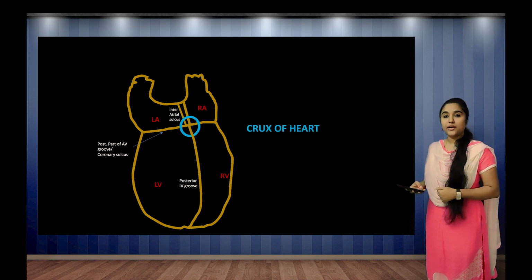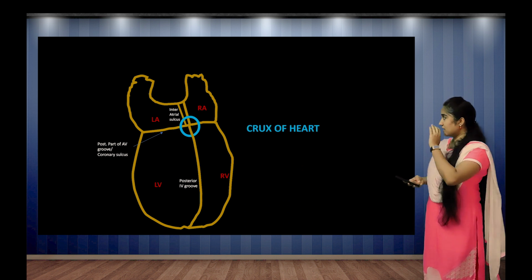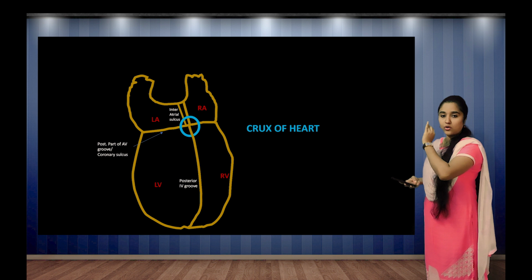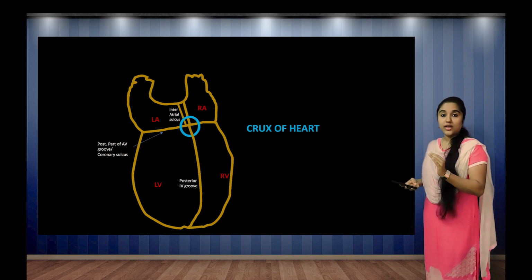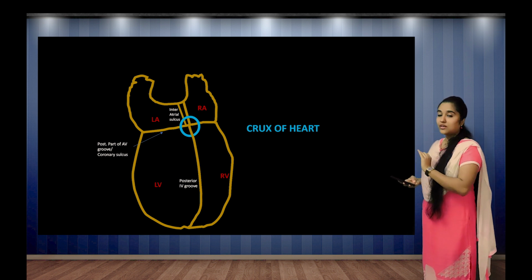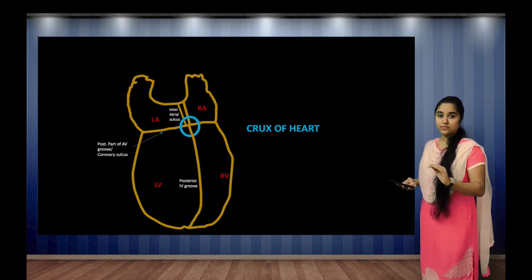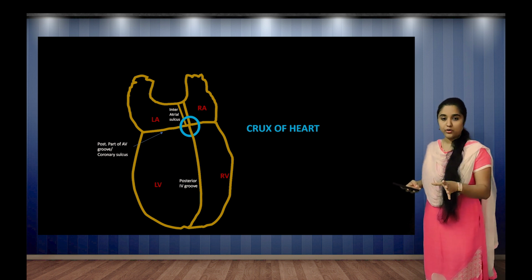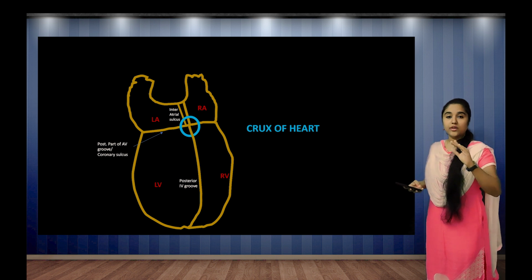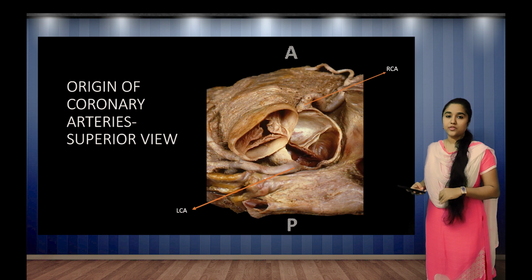Now, what do you mean by crux of the heart? The crux of the heart is that point on the coronary sulcus where your posterior interventricular groove meets the interatrial groove. Now we can see the origin of the coronary artery.